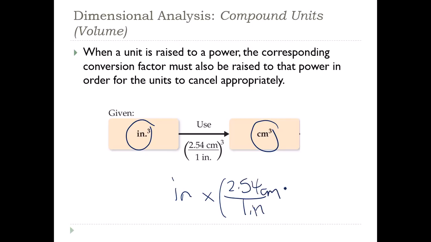But if we have inches cubed, then I need to transform my conversion factor. I would need to cube this entire thing such that it becomes 2.54 raised to the third and centimeters raised to the third, inches raised to the third to give us inches cubed. That would allow inches cubed to cancel out. So when a unit is raised to a power, the corresponding conversion factor must also be raised to that power in order for the units to cancel appropriately.